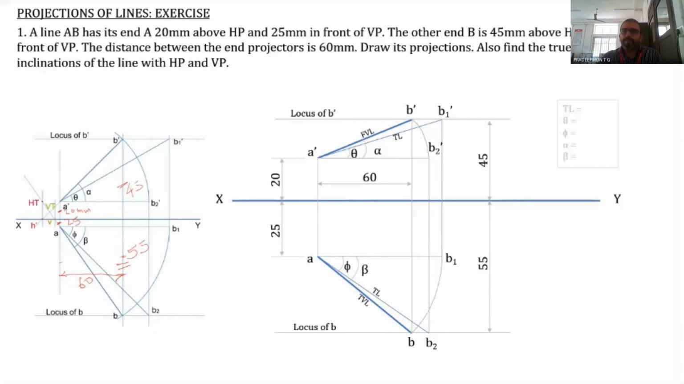Now finally, draw a box, and in the box you write down all these parameters, that is the true length, the inclination with HP, the inclination with the VP, the apparent inclination in the front view and the apparent inclination in the top view. So that is it. So you be ready for drawing.